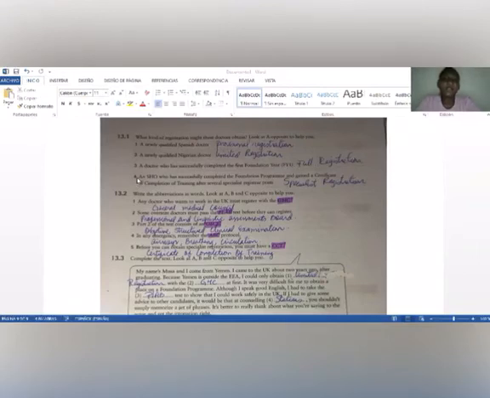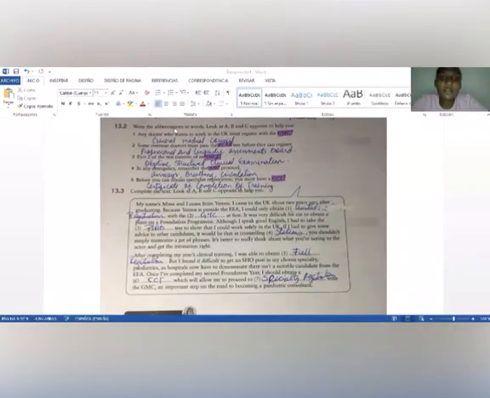Number 4, a senior health officer who has successfully completed the foundation program and gained a certificate of completion of training, after a several specialist register post. Specialist registration. Write the abbreviation in words. Look at A, B, and C opposite to help you.